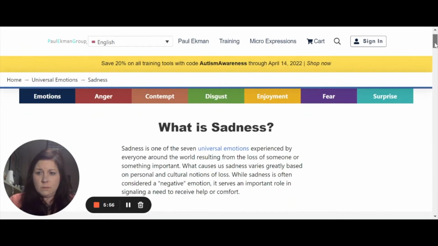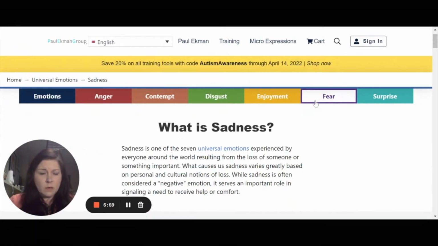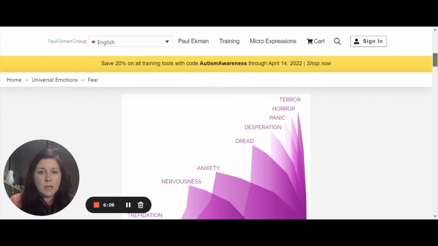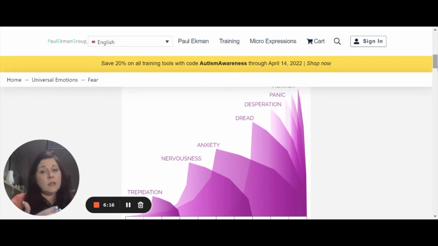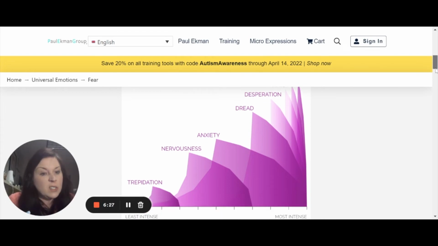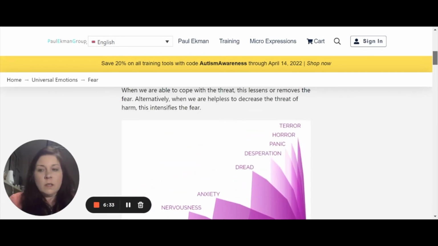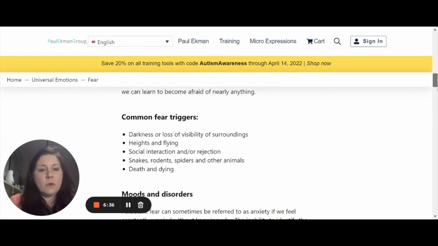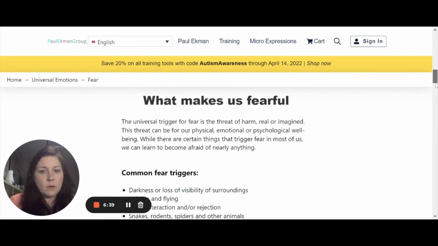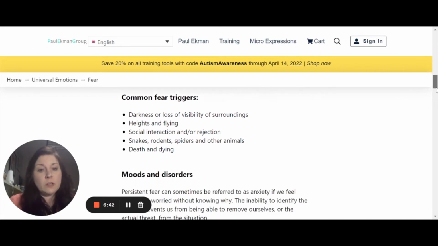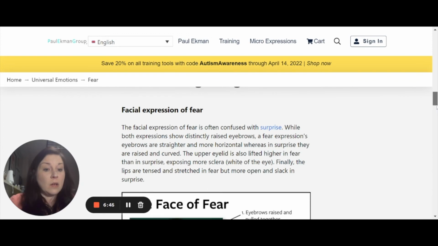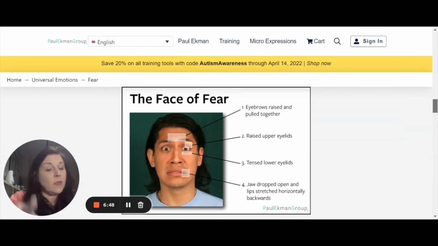I can show you as well. So this is the fear tab, and again the levels are here as well. This is on every single emotion that you hit. So are you feeling trepidation? Are you nervous? Are you feeling anxiety? Or are you in terror? And this website covers what makes us fearful, common fear triggers, moods and disorders, and how you recognize fear. And this is the chart that I have on the teacher edition as well.